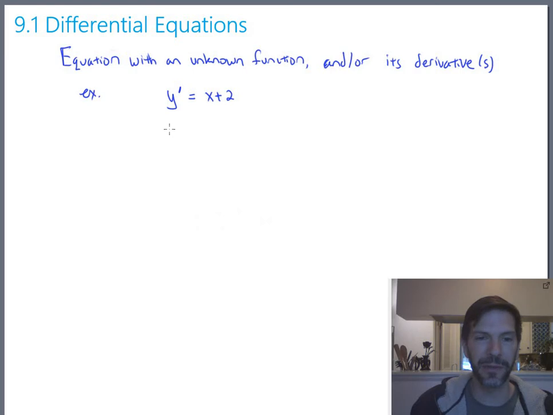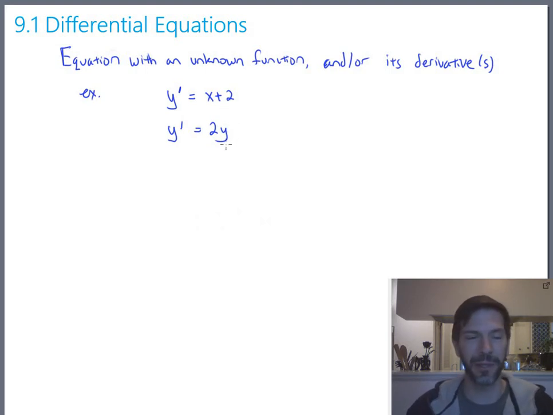Another possible differential equation might be the derivative of the unknown function is equal to 2 times the function itself. This is often the case where the growth rate is proportional to the size. Some things grow faster as they get bigger, like populations or the money in your interest-bearing accounts, right?